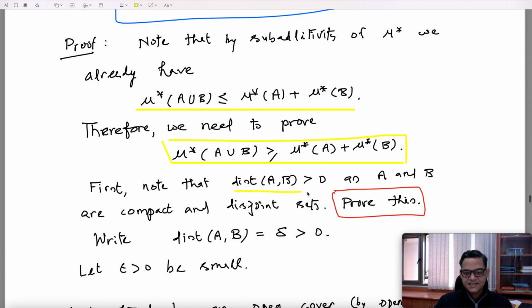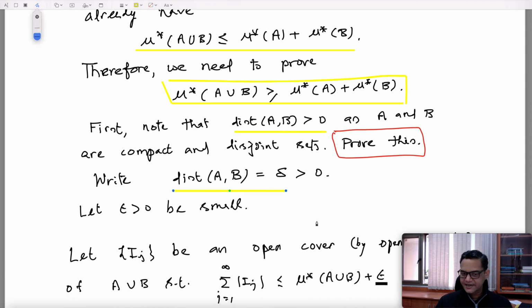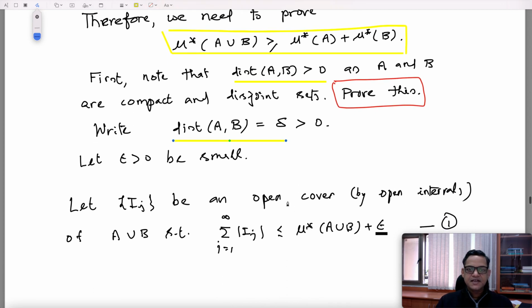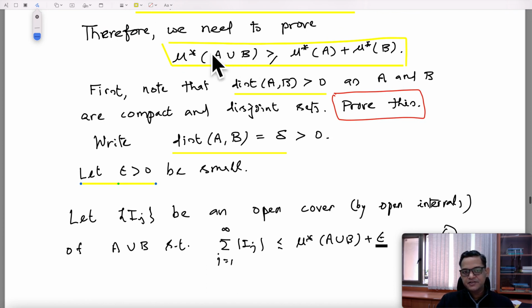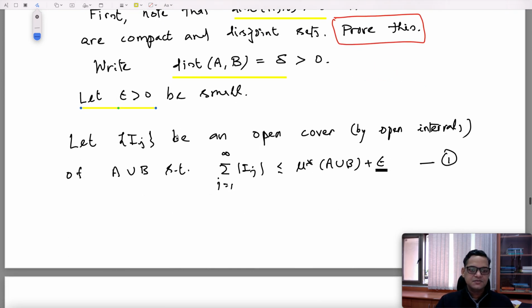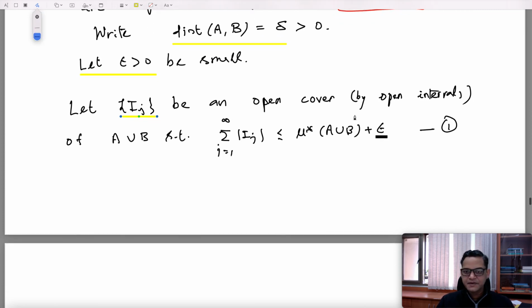So as I said, the distance between them is positive. Let us call it delta. Delta is a positive number. Now we are going to basically apply the definition of the outer measure. And what does it involve? It involves that you cover these sets for which you want to compute the outer measure by a sequence of open intervals, correct? So what we will do is we start with an epsilon, and since we want mu star of A union B on the left hand side, we start with that, and we can pick a sequence of open intervals such that this property is satisfied.